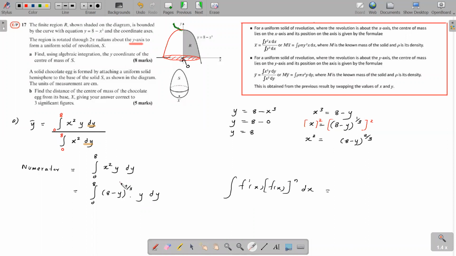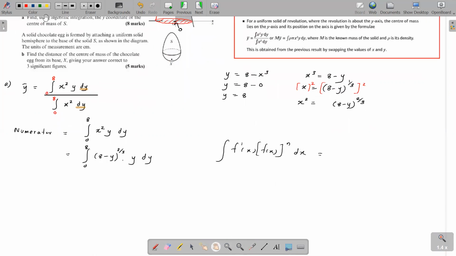So in P4, of course, you need practice to remember these kinds of things. The best technique that works here is actually integration by substitution. Integration by parts also should work, but even that's going to be a little bit of trouble. The easiest, I believe, is using integration by substitution. So let's go with that. You need to replace the part that is the most difficult. Here we are having trouble with (8 minus y) to the power 2 over 3.